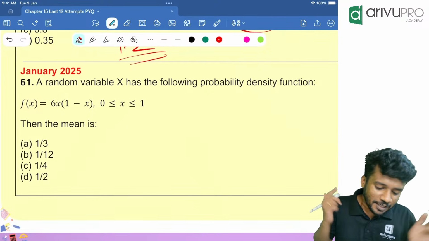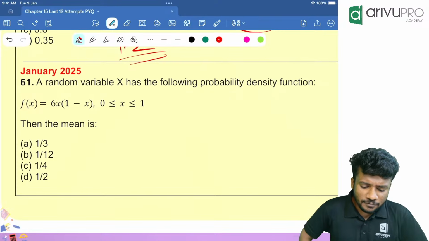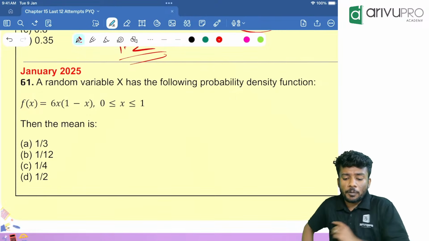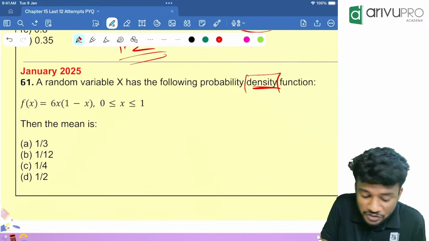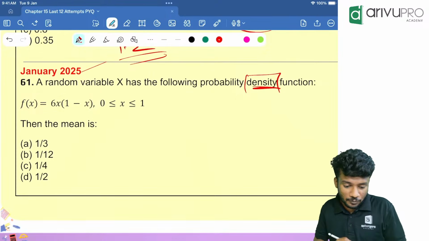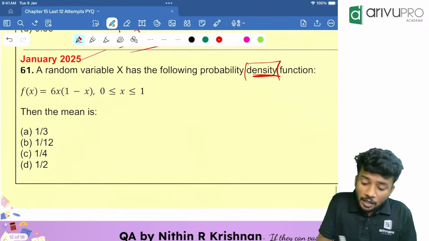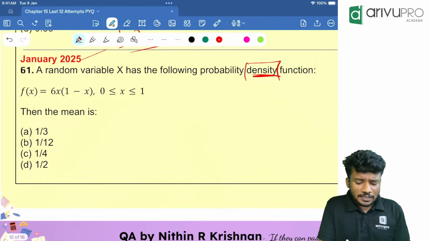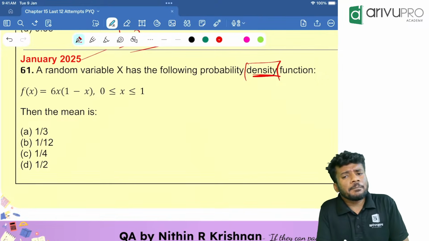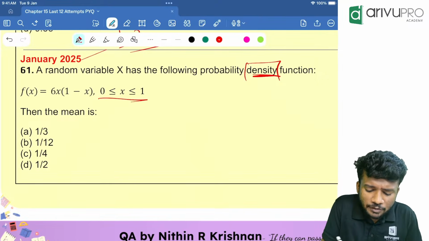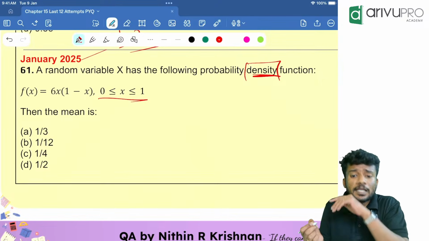Sanjay? Yes. Random variable x has the following probability density function. We are going to Jan 2025. Okay. Yes. F of x is given, that is 6x into 1 minus x, where the value of x is between 0 and 1.